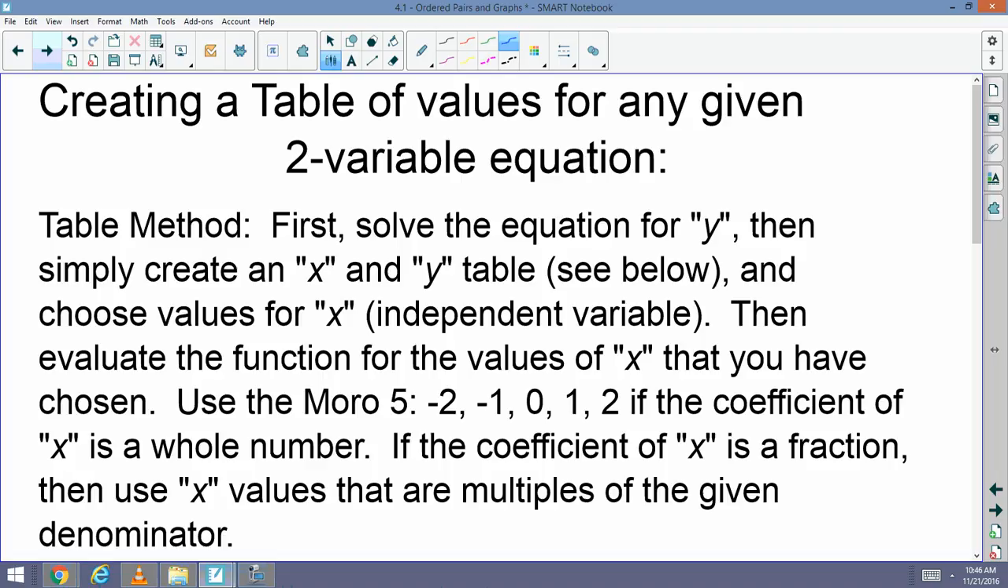I like to use what we call the moral 5. I did not come up with that. One of my kids came up with that a while ago, and I use the moral 5. The moral 5 is -2, -1, 0, 1, and 2, if the coefficient of x is a whole number. If the coefficient of x is a fraction, then use x values that are multiples of the given denominator. The reason I tell you to do that is so you don't have fractions. It's almost impossible to graph a fraction. You'd have to estimate, and I don't want you to do that.